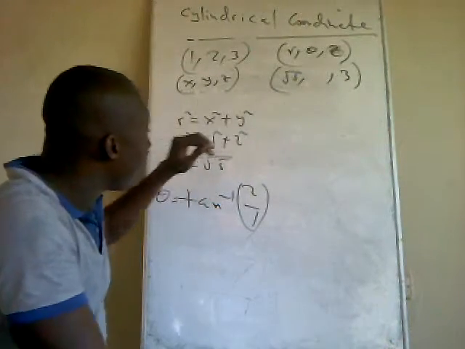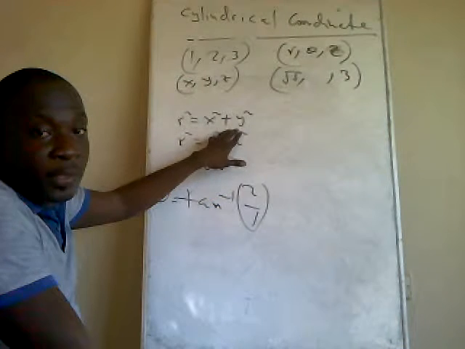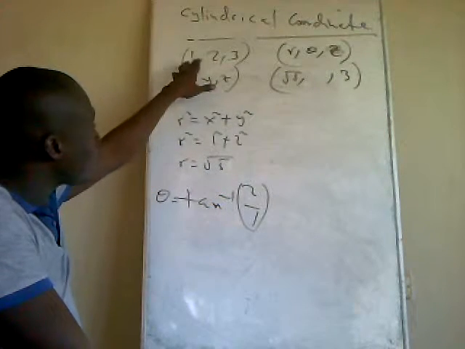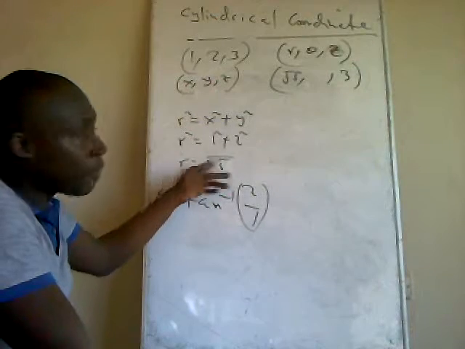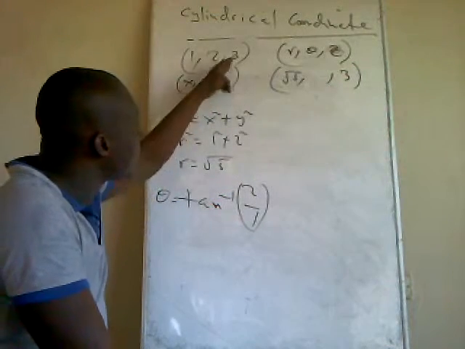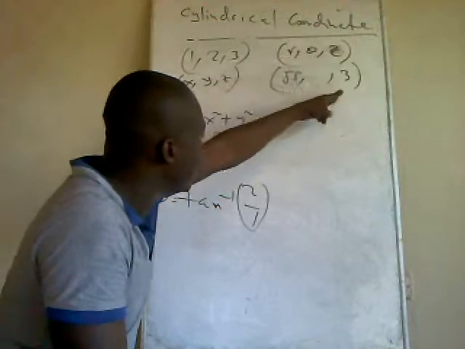How do I find r? r squared is equal to x squared plus y squared. So I can use x and y to find r, and my r will be equal to the square root of 5. z does not change. z still remains z, so z is 3.